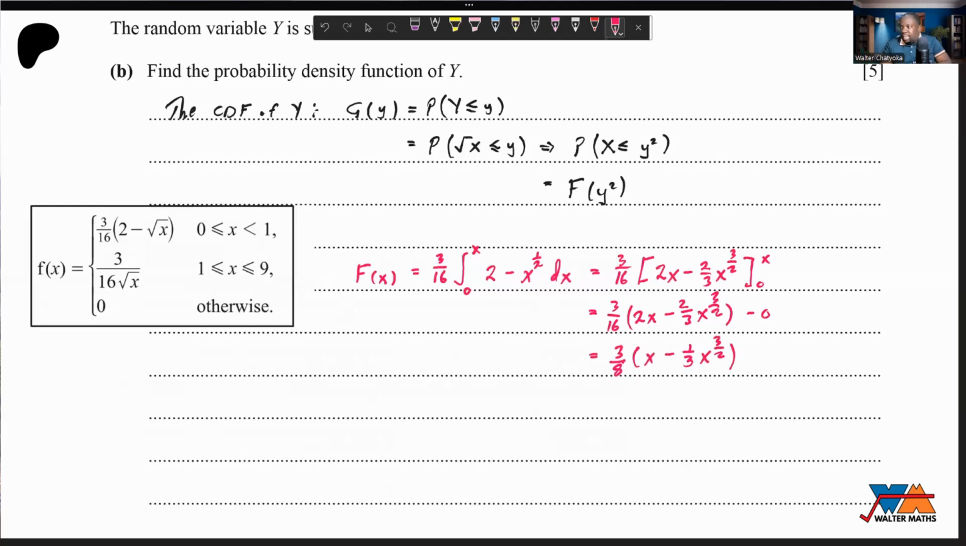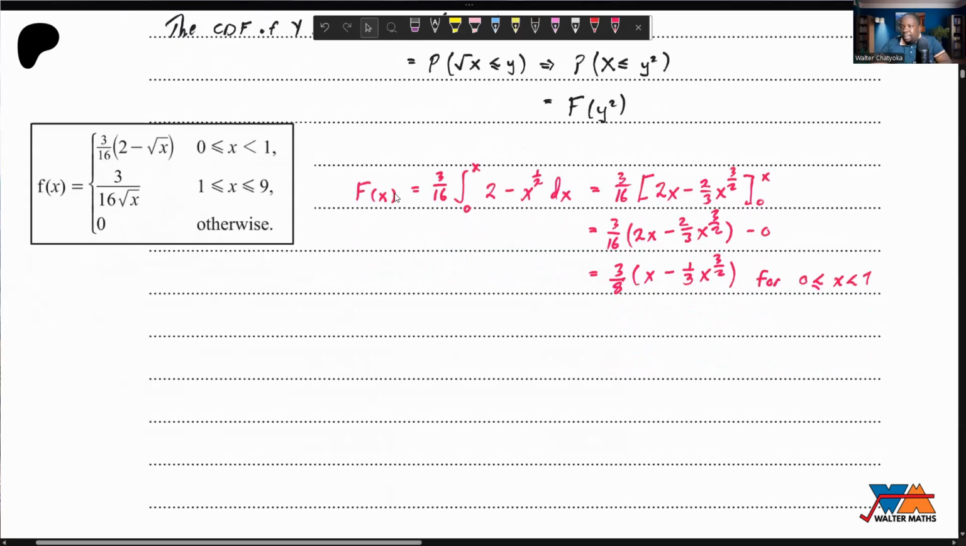So that is the cumulative function, and this is for the range 0 up to 1. So for the range 0 up to 1, the function takes that form: 3/8 of x minus a third of x to the power 3 over 2. Now, we also have the other piece, so we also need to find F of x for the other range, 1 up to 9.